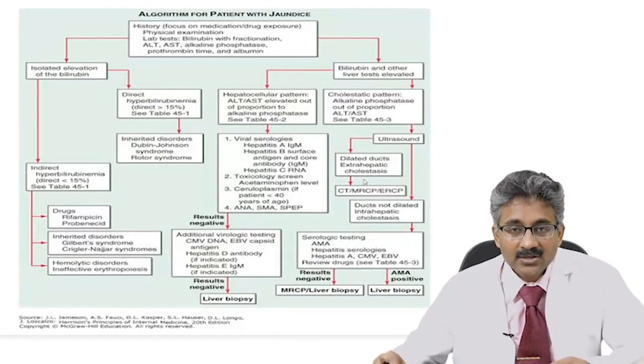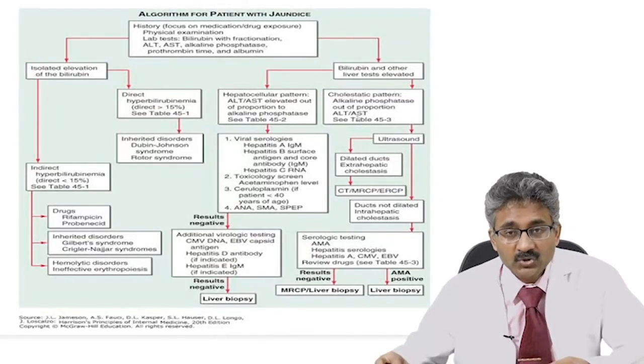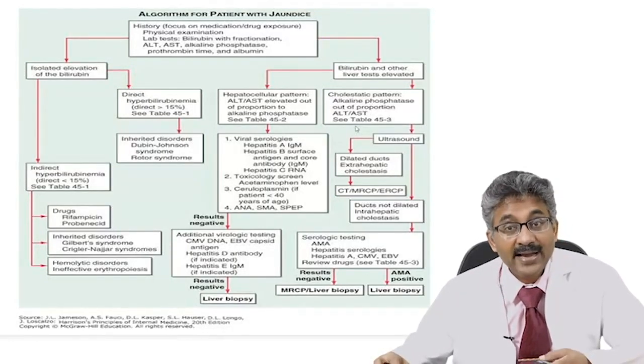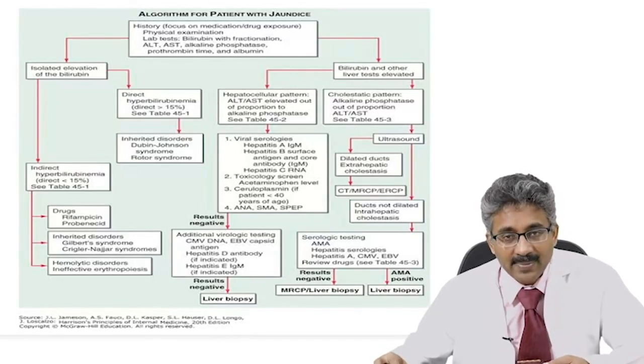Next, the cholestatic pattern. Here alkaline phosphatase is out of proportion to ALT and AST. Then go to all the conditions told in Table 45.3, cholestatic conditions. It could be intrahepatic cholestasis or extrahepatic cholestasis. How to make out? Ultrasound. If biliary ducts are dilated, it is extrahepatic cholestasis. Do MRCP, ERCP, CT. If ducts are not dilated, it is intrahepatic cholestasis.